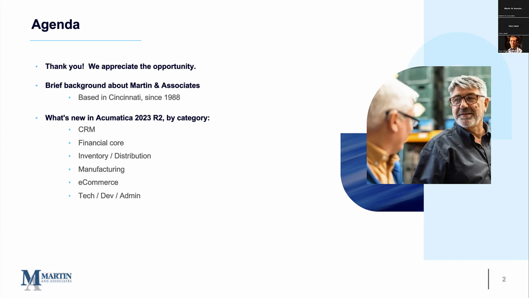There's some great new features in these core areas. CRM, Acumatica's integrated CRM, we'll be showing some new features there. In the financial core, so GL, AP, banking, that type of stuff, as well as inventory and distribution, so sales orders, purchase orders, as well as manufacturing, the e-commerce integrations with Shopify and BigCommerce, and some helpful back-end stuff for those admin type people in the technology development area as well.